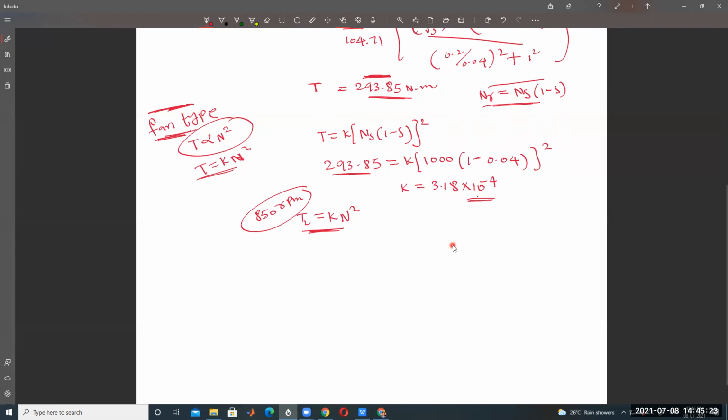So the load torque of the fan at 850 RPM is equal to K, 3.18 into 10 to the power of minus 4, into N squared. N means the rotor speed, 850. So tell me what is the torque?